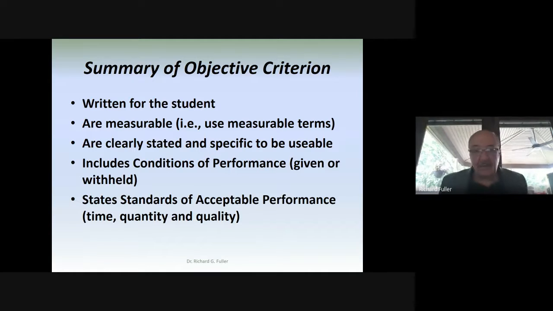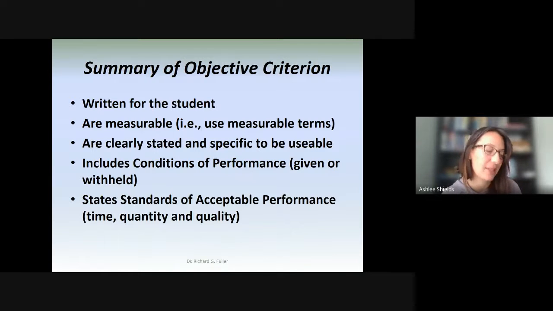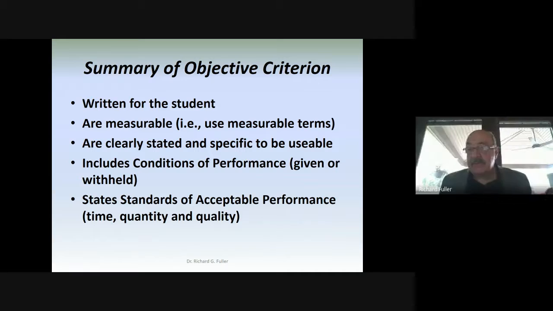Read your cognitive objective again. I kept it simple. Identify steps in sterile technique. Okay. So the student will be able to identify the steps in the sterile technique. It's written for the student. It's measurable. What's your measurable word there? Identify. Okay. Lower order, but it still works. They have to be able to identify that, they have to be able to understand that before they can begin to apply it, before they can begin to analyze and synthesize it. It is measurable. It's clearly stated, and I think it's specific enough to be usable.